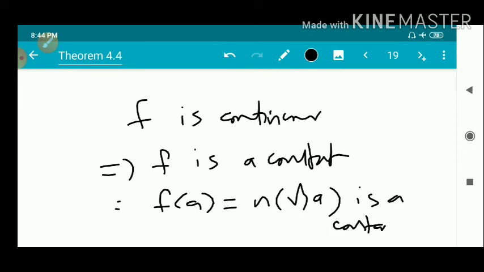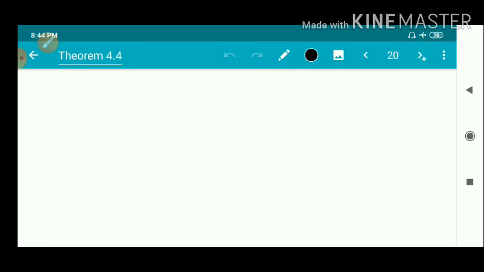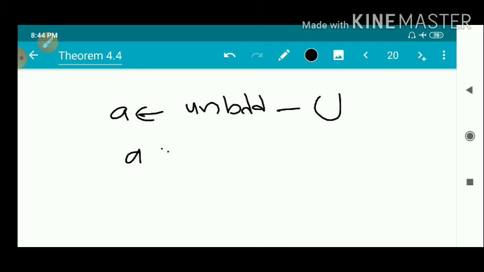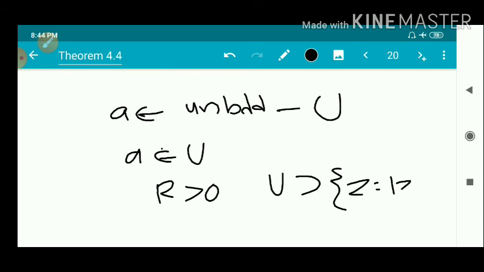Now we have to show the particular case, that is if a belongs to the unbounded region, we consider let u be the unbounded component of G, the complement of gamma, and a belongs to u. Since u is unbounded, then we can say that there is a number r greater than 0 such that u contains the set of all z such that mod z greater than r.